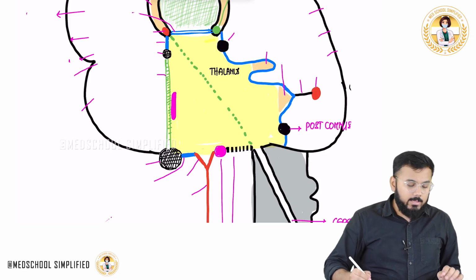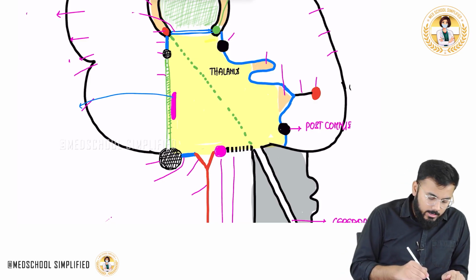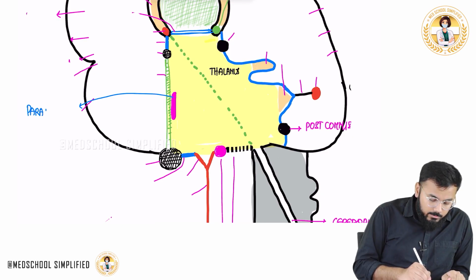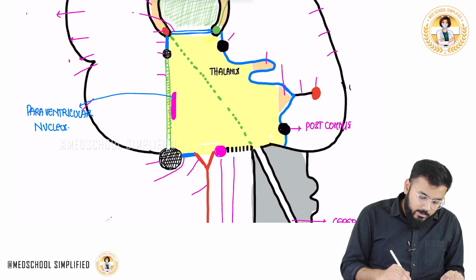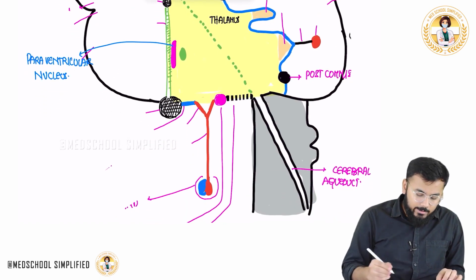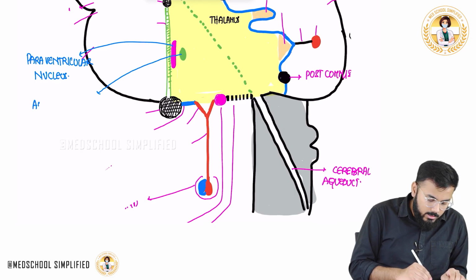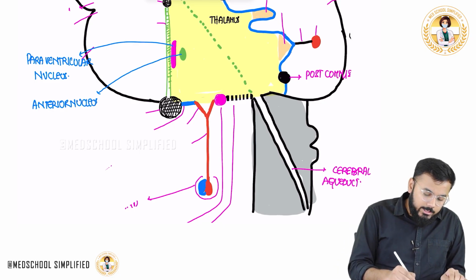So this nucleus is located in the anterior region, and this hypothalamic nucleus is called the paraventricular nucleus. Okay. Next important nucleus, where do you have it? You have got that nucleus over here. This nucleus which is located over here is called your anterior nucleus. Anterior nucleus.